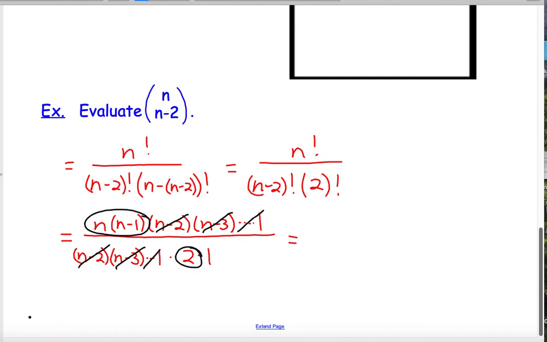So our final answer, and you can leave it factored or you can multiply it out, I usually leave it factored. And so that is the answer for n choose n minus 2. Okay, we're going to stop in part 1 and then you can pick up on part 2.